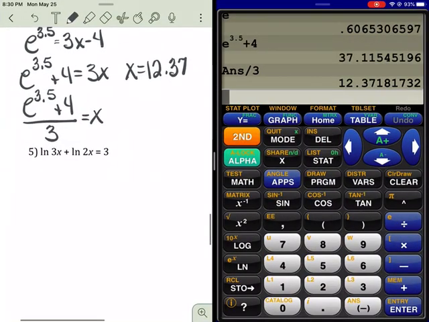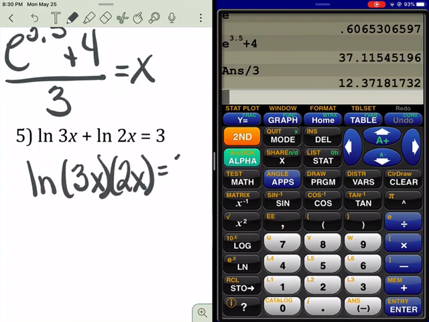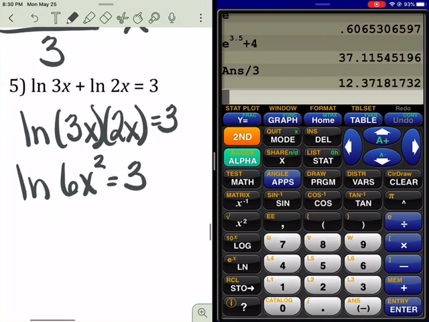Okay, let's do this last one. So again, we have ln of 3x plus ln of 2x is equal to 3. Addition means that we're going to multiply. So we have ln of 3x times 2x is equal to 3. So this is ln of 6x squared is equal to 3.